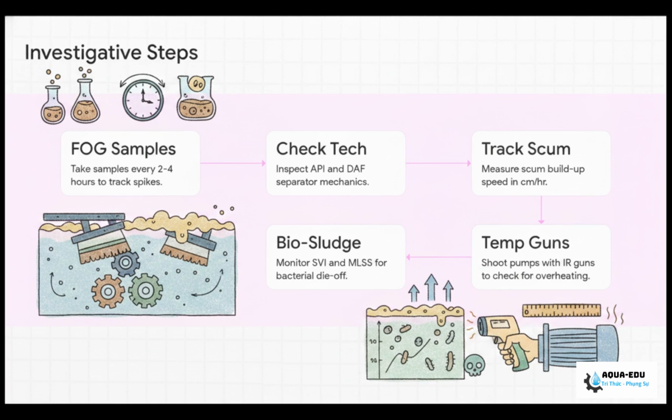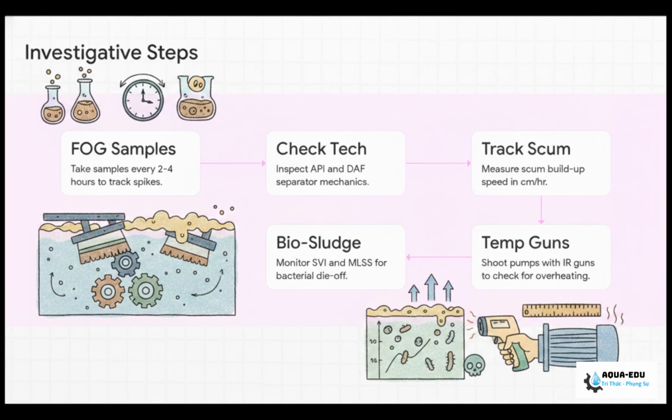Step 1. Take FOG samples every 2 to 4 hours. You're going to cross-reference those samples with factory discharge schedules to find out exactly who is dumping grease into our lines. Step 2. Check the mechanics of your DAF or API separators. Are the scrapers actually running?